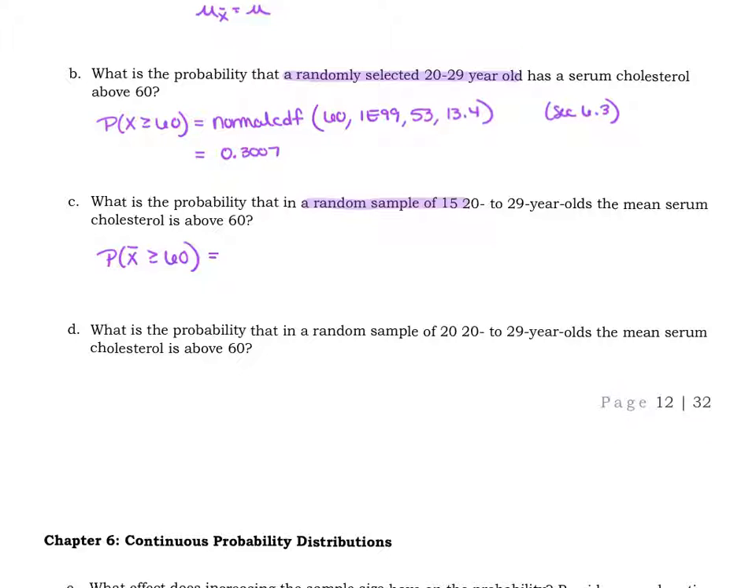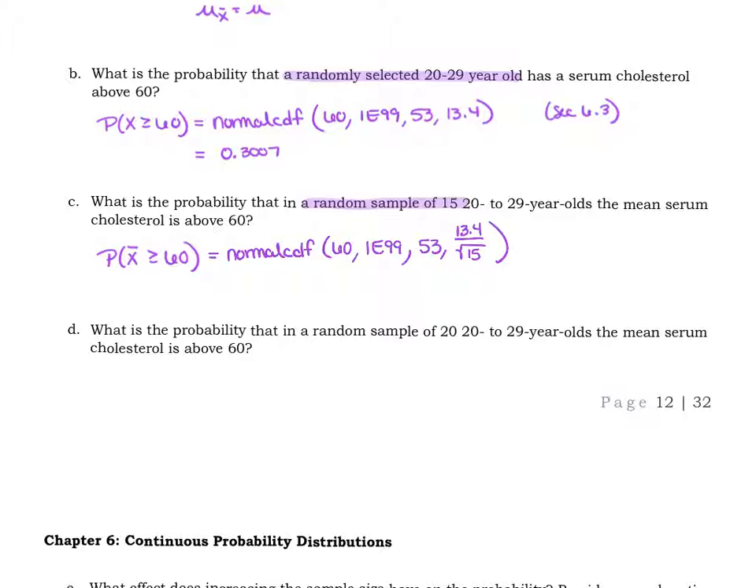So we know, because our population was normal, that our sample mean is going to be normally distributed. So we can still use normal CDF. Our lower boundary is 60. Our upper boundary is non-existent, so the 1E99 just keeps going on and on, okay? Doesn't end. Mean is 53. But now our standard deviation is 13.4 divided by the square root of our sample size, which in this case is 15.